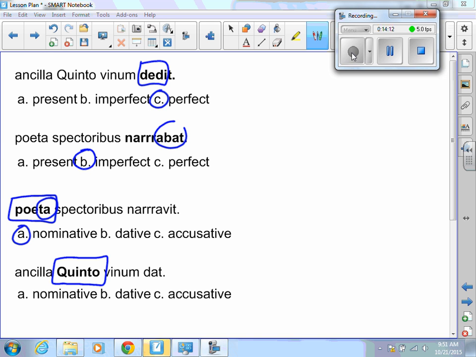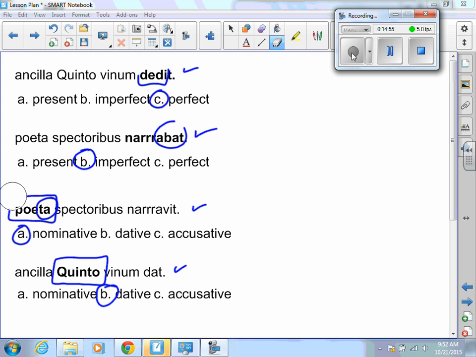Translations of those: number one is that the slave girl gave wine to Quintus. Number two, the poet was telling a story to the spectators. Number three, the poet told a story to the spectators. And the last one, the slave girl gave wine to Quintus, or gives wine to Quintus. The difference in those are the tenses of the verbs. If you look at those, make sure that you can tell the difference between narravit and narrabat and dedit and dat as well.